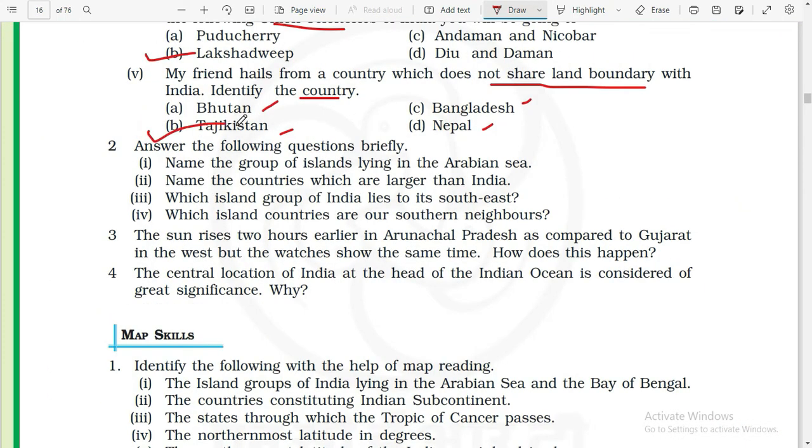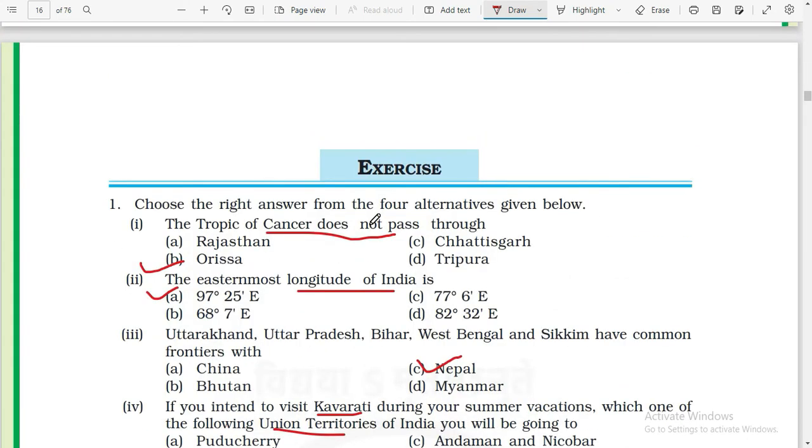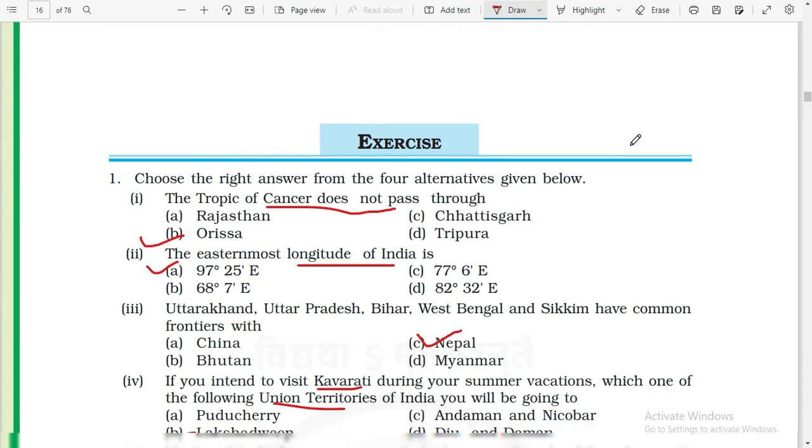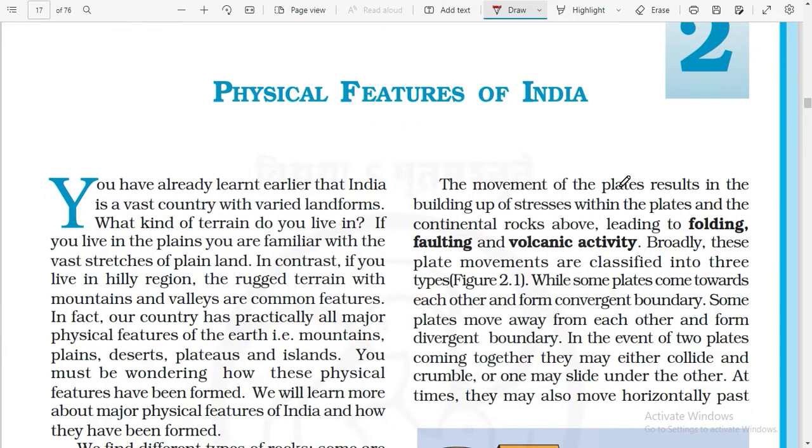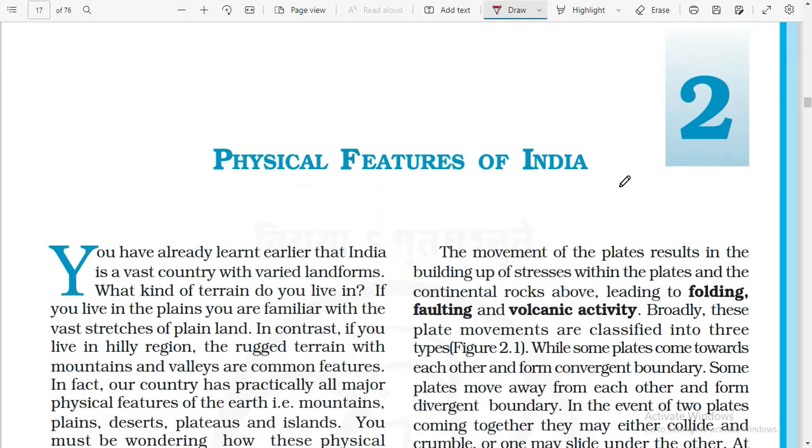Answer is Tajikistan. The other things are just theoretical questions which you can go through. Okay, friends. In the next video we will see the physical features of India.